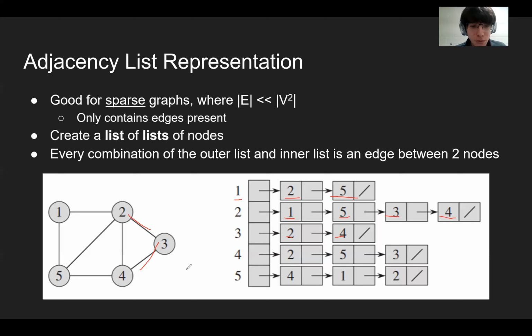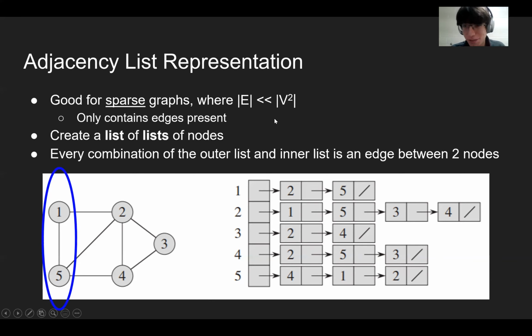And the next one, 4 is connected to 3, 2, and 5. And 5 is connected to 4, 2, 1, or 4, 1, 2. So that's kind of how we represent it. For each vertex, we just keep track of what its neighbors are, what it's connected to. And then we make that into a list. So the list is all the things that this node is connected to. But for something that isn't a sparse graph, there's another way to represent it, which we'll talk about.